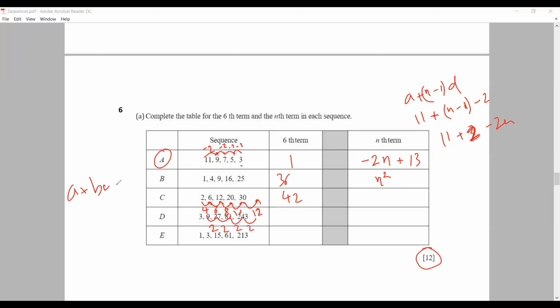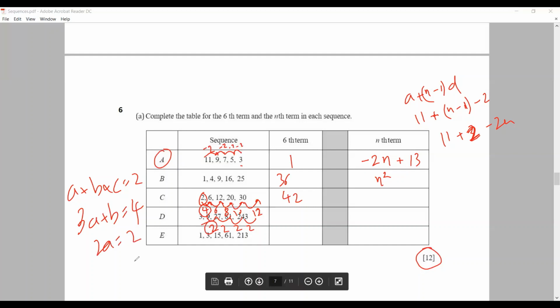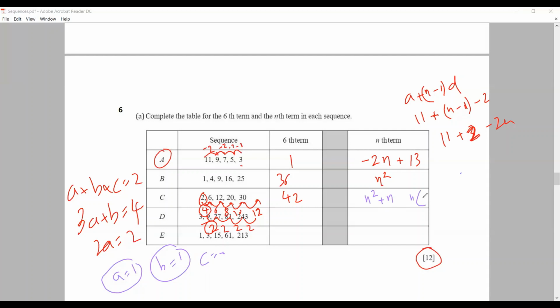A plus B plus C is 2, and 3A plus B is this guy right here, 4, and 2a is 2. That helps you to find a, b, c. So a should be 1. If a is 1, b should be 1, right? And if a and b are 1, so c should be 0. So what I get is n squared plus n, right? Or if you want to factor out n, you can write it as n times n plus 1.